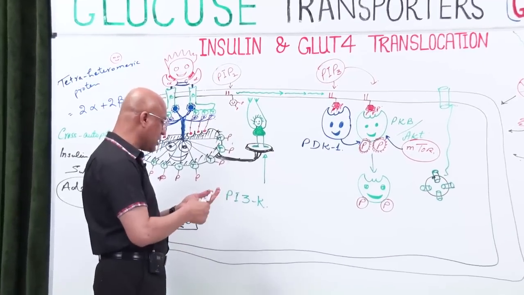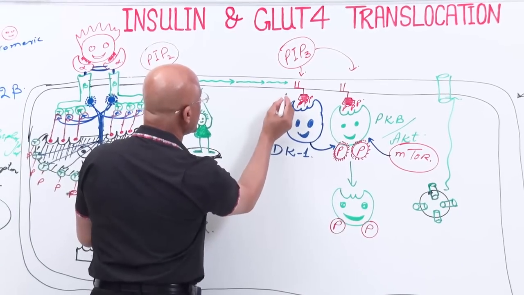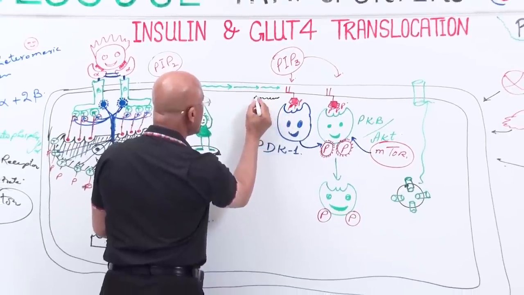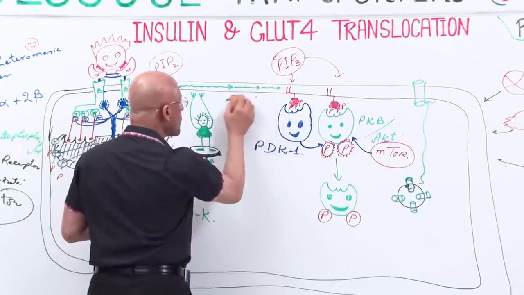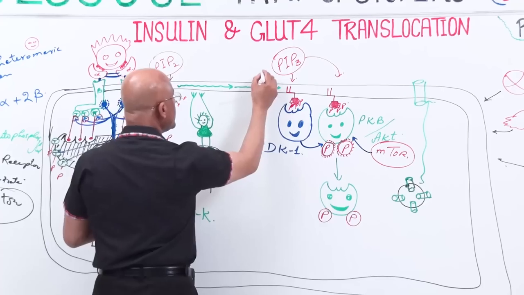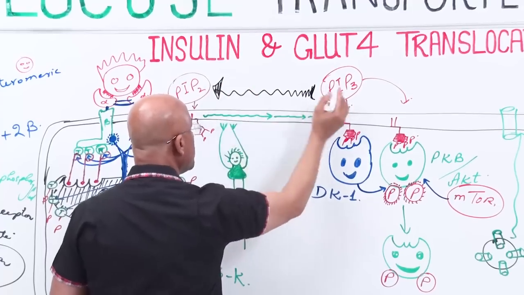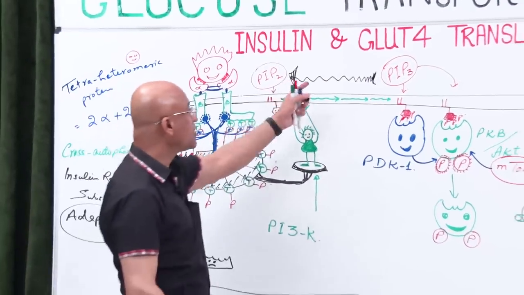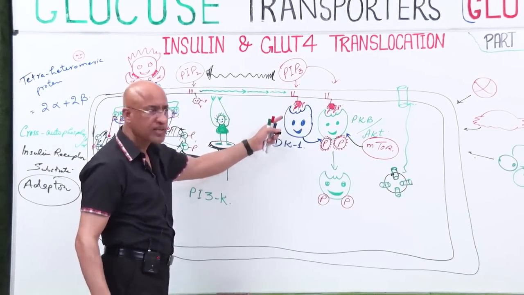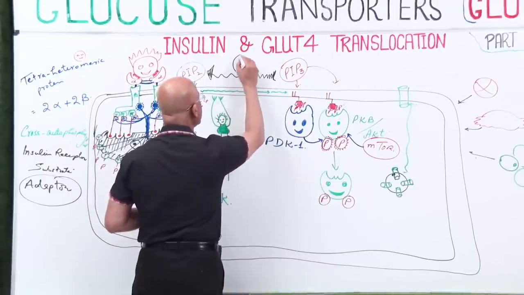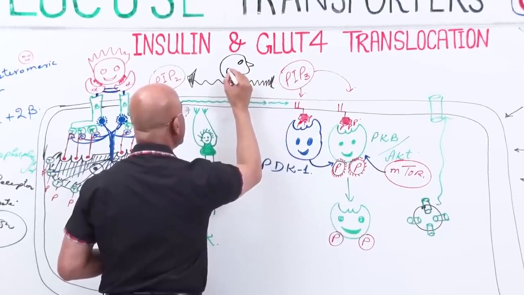For example, I will just give you one example. There's a special enzyme here, which is activated and will convert PIP3 into PIP2. It means it is basically a phosphatase, because it will remove one phosphate. And this enzyme has a very special name. What is the name of this enzyme? This enzyme is called PTEN.